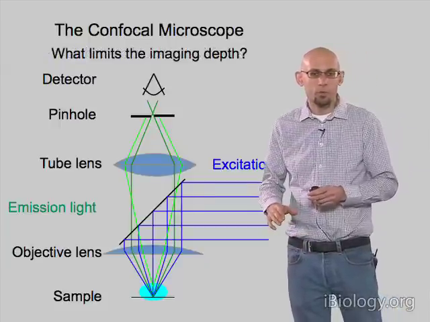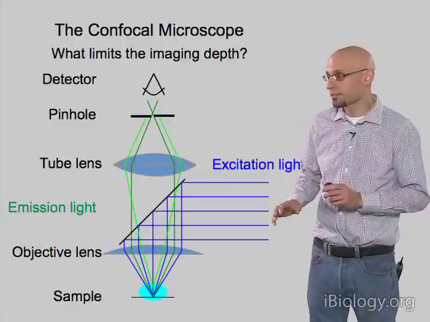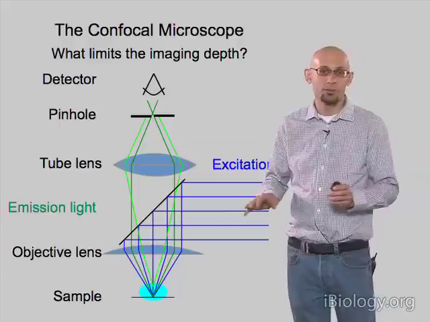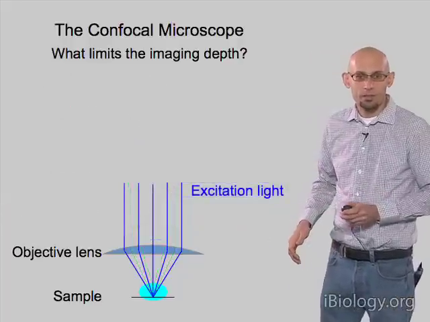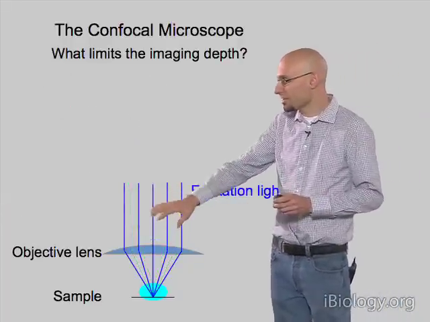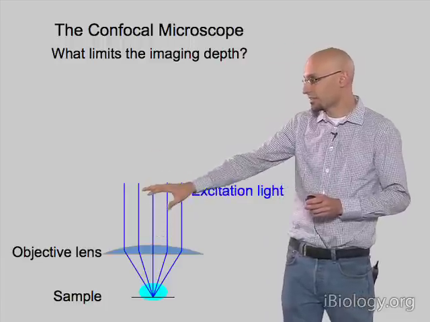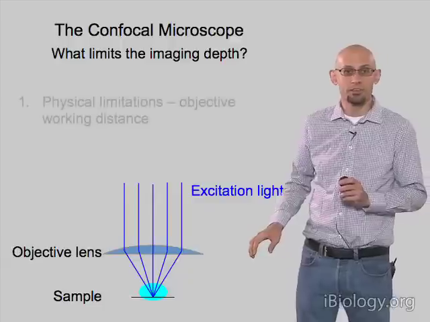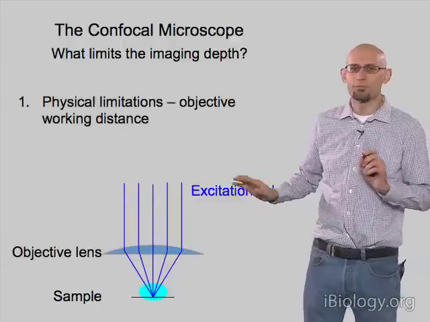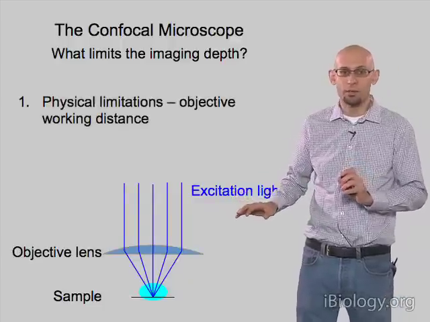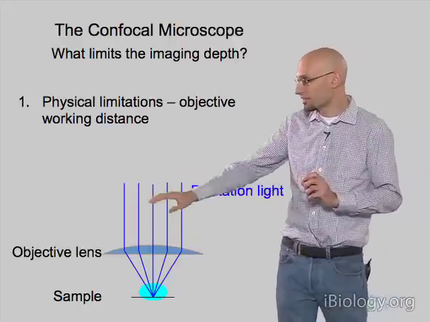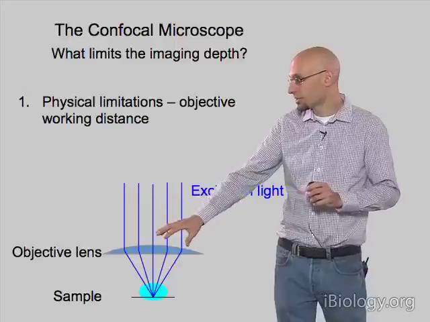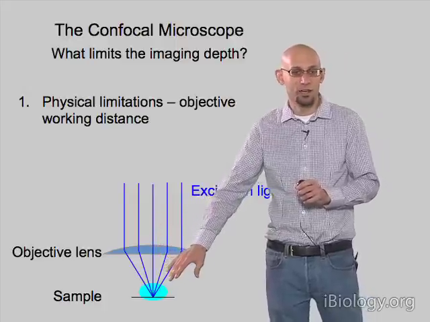So what limits the imaging depth in this case? What prevents us from using confocal microscopy to image arbitrarily thick specimens? If we just consider the excitation path here, just looking at this excitation light going through the objective into the sample, there are two things that limit the imaging depth. One is a sort of trivial issue, which is the objective working distance. This objective here sits some distance from the sample, and to image deeper into the sample, we need to move the objective closer to the sample.